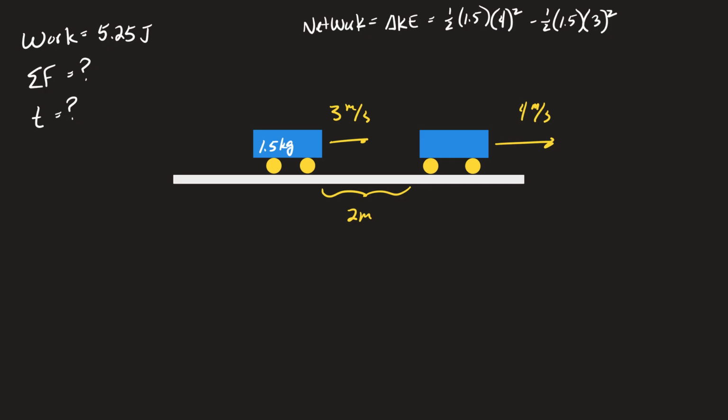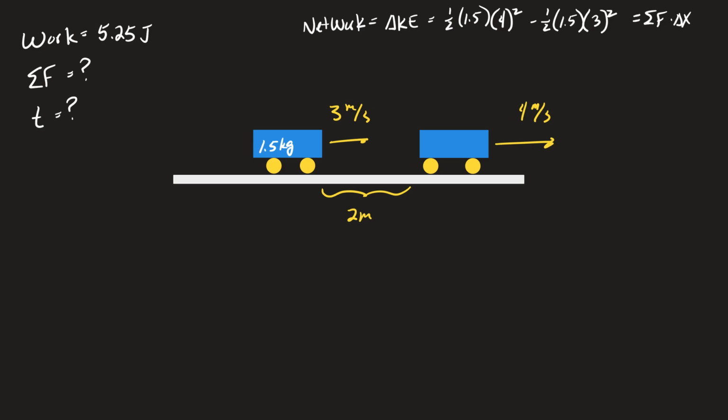Now, person number 5, how'd you get the net force from that? One of you two, since you're on either side of 5. Let's go with net force. We did 5.25 equals force times displacement, and we just divided 5.25 by 2 meters, and we got 2.625 newtons. That's it. That's all you had to do.